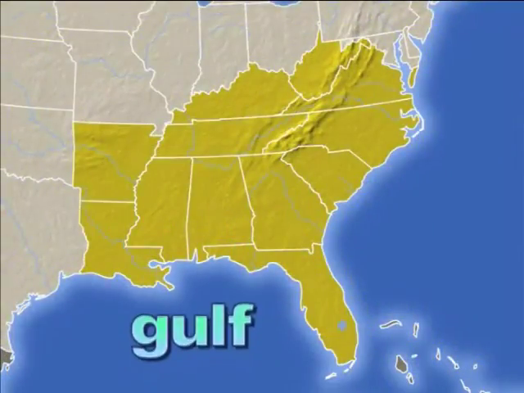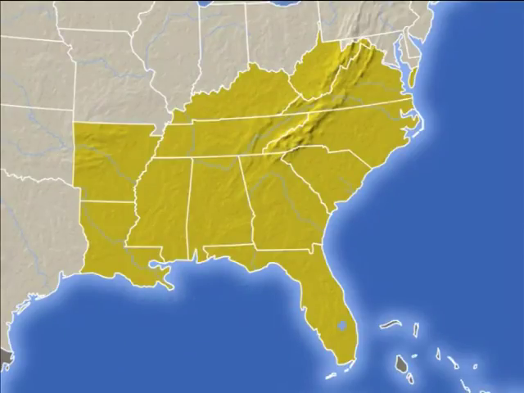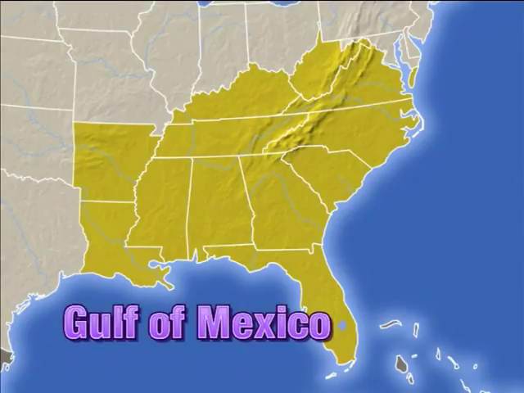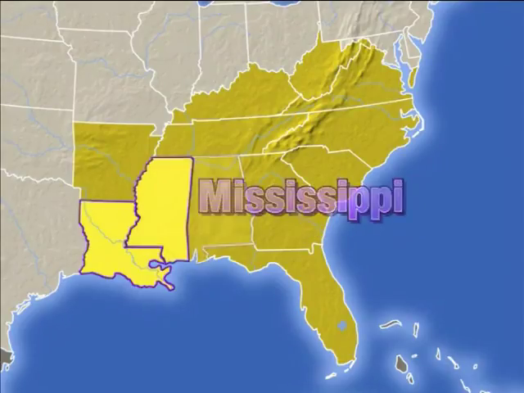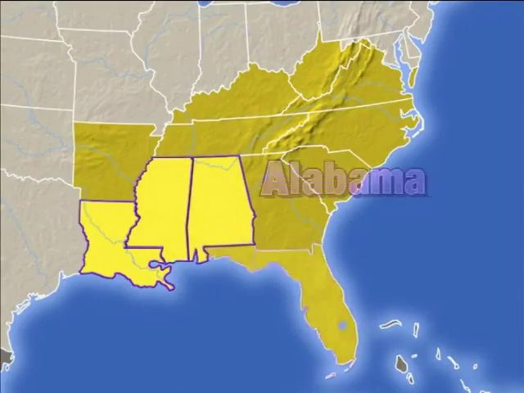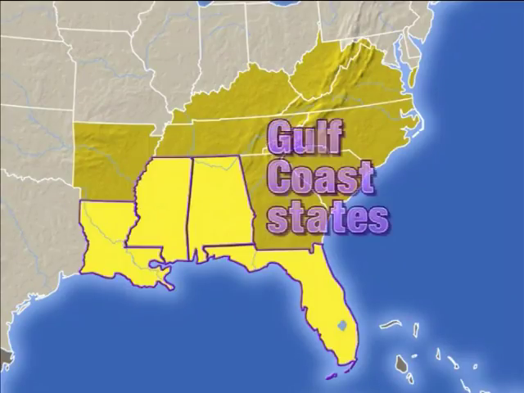A gulf is a part of an ocean that extends into the land. The part of the Atlantic Ocean that comes into the land in the southeastern U.S. is called the Gulf of Mexico. Louisiana, Mississippi, Alabama, and Florida are states that border the Gulf of Mexico, and they are often called Gulf Coast states.